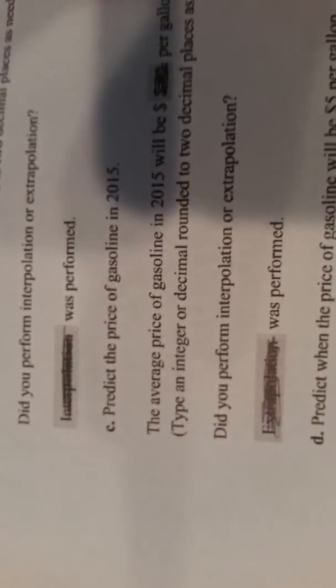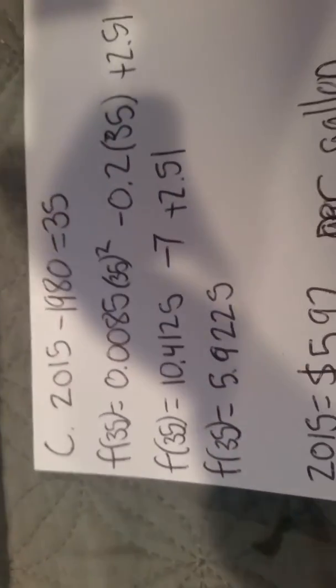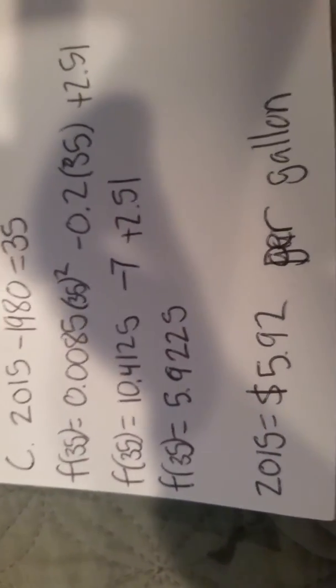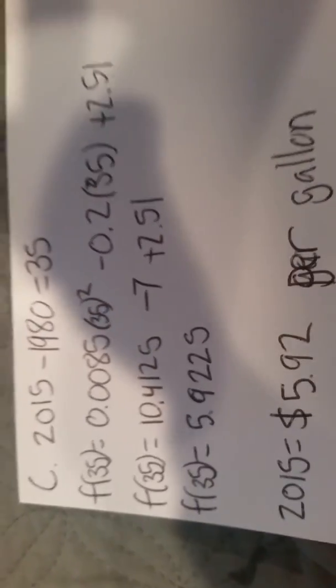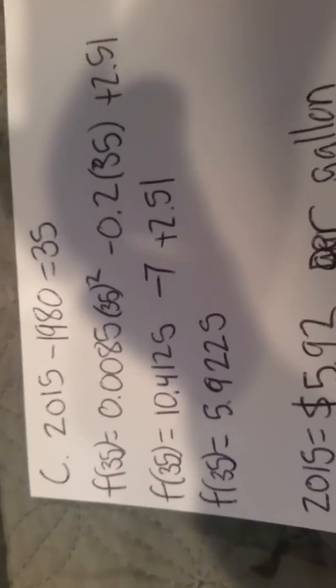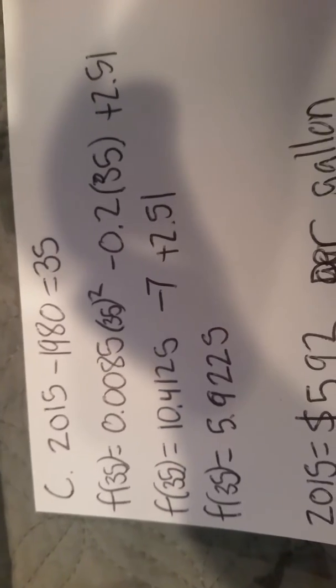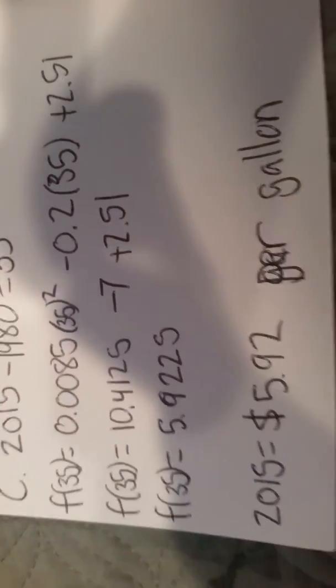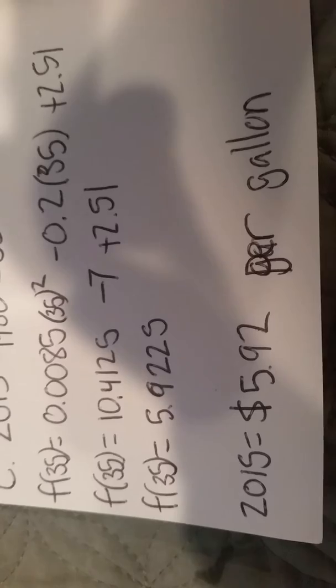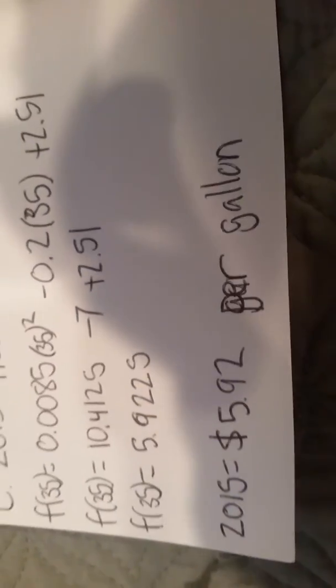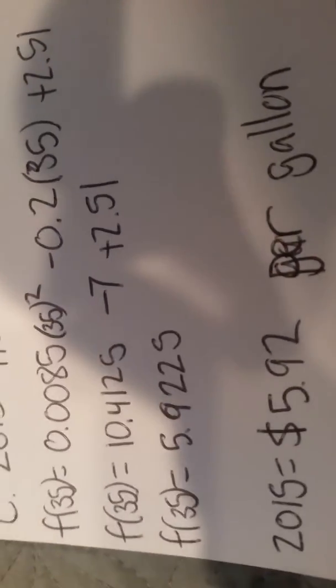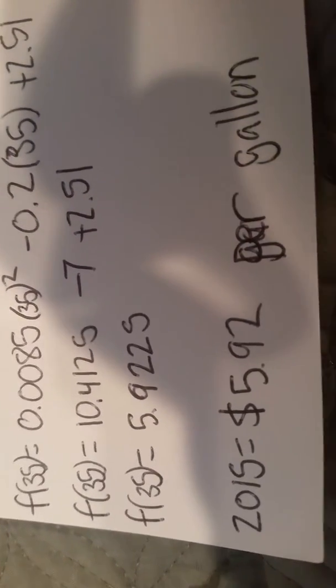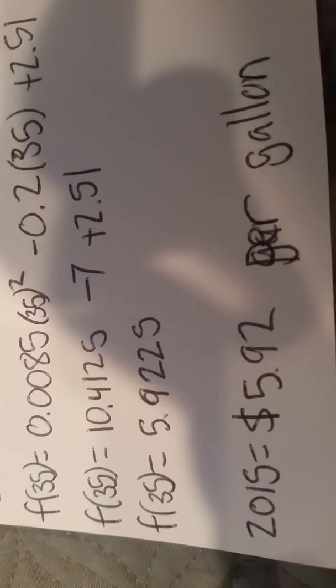So C is predict the price of gasoline for 2015. It's kind of the same process that we just went through. 2015 minus 1980 is 35. You plug in 35 into the equation. Then we get 10.4125 minus 7 plus 2.51, and that equals 5.9225. They want us to round this to the nearest hundredth. So in 2015, the price of gasoline was $5.92 per gallon.